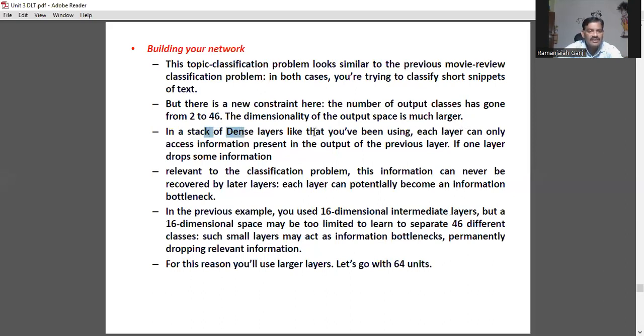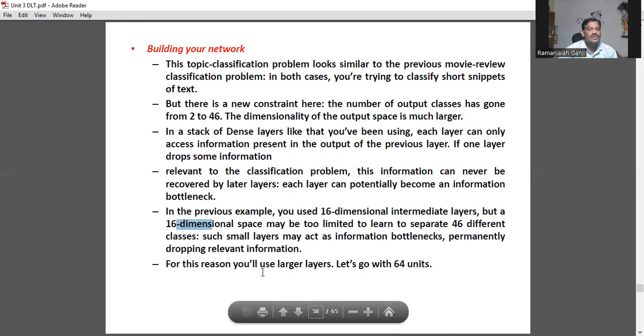In a stack of dense layers like the one you have been using, each layer can only access information present in the output of the previous layer. If one layer drops some information relevant to the classification problem, this information can never be recovered by later layers. Each layer can potentially become an information bottleneck. In the previous examples we used 16-dimensional intermediate layers, but a 16-dimensional space may be too limited to learn to separate 46 different classes. Such small layers may act as information bottlenecks permanently. A bottleneck is nothing but a weakness, permanently dropping relevant information.